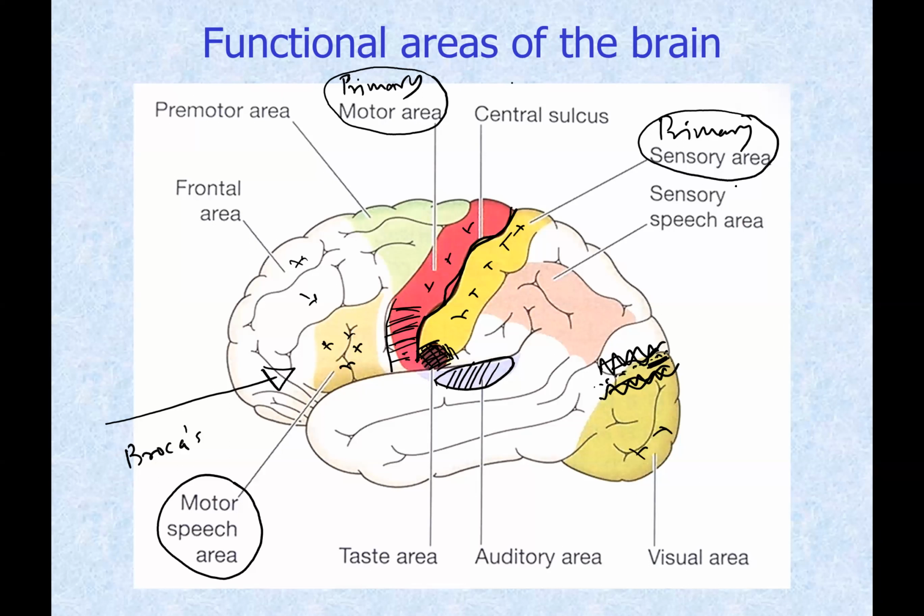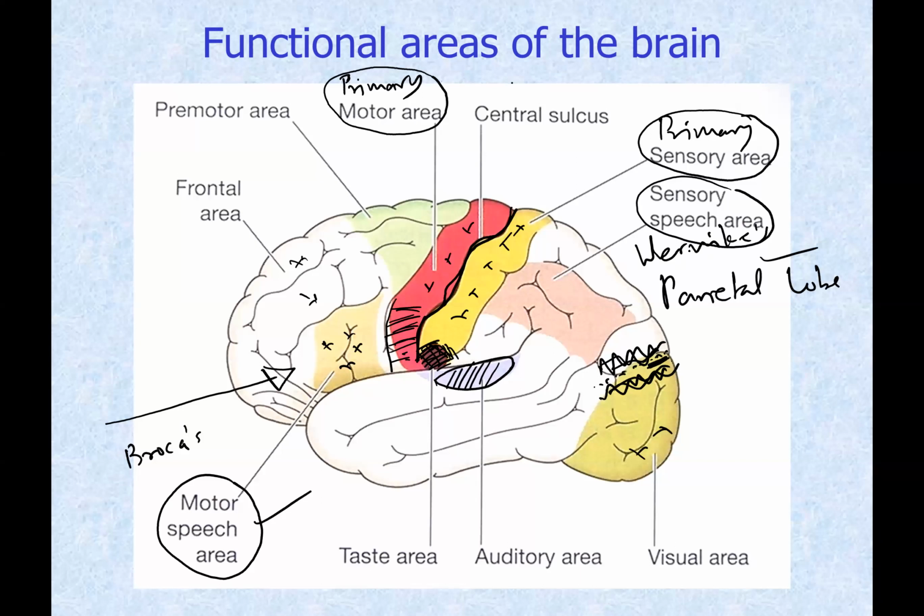Then there's another important area, which is called the sensory speech area. This is the motor speech area. This is the sensory speech area, on the parietal lobe. This area is also called Wernicke's area.